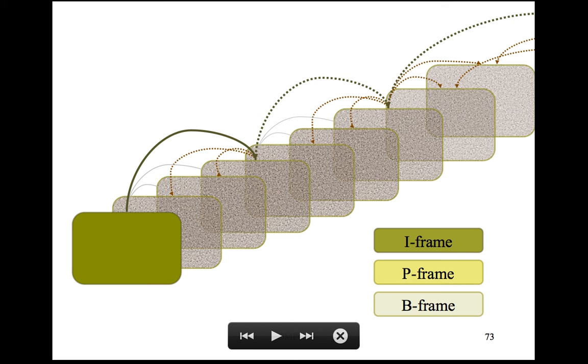Now, fortunately, in about half a second, or on a bad day, in a second's time, there'll be a whole new iframe coming along and you can start again. Providing the bird has gone away, you're sorted. But it does mean that these dependencies between the frames can cause serious problems if a piece of it gets lost. And so when you're watching terrestrial television, you tend to notice it more.